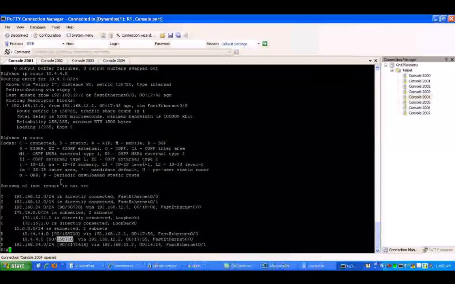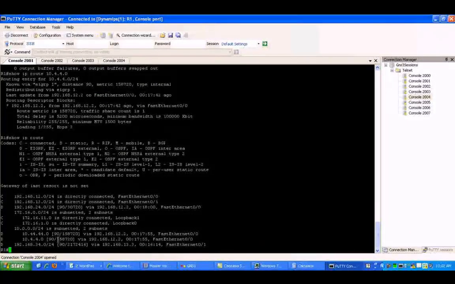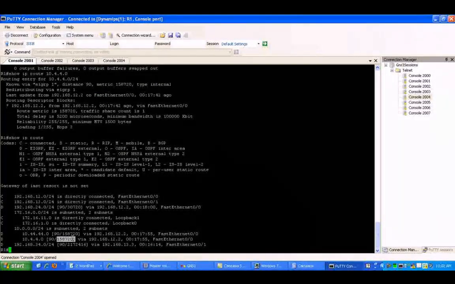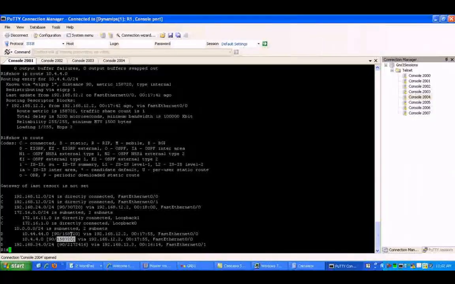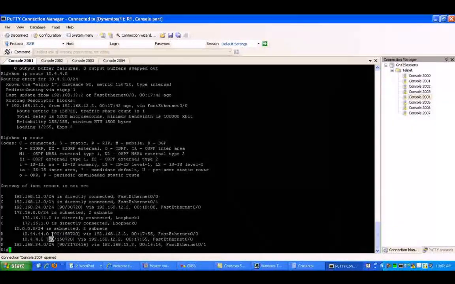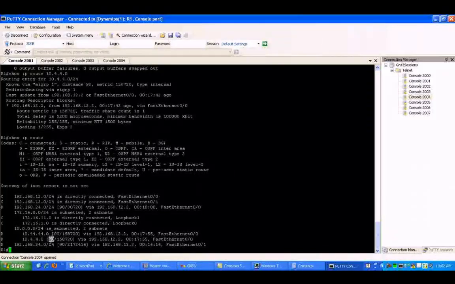So if we go back under the routing table, we see the feasible distance of 158,720 for the network in question. So that's how you calculate the feasible distance, our composite metric. Again, the first number is our administrative distance, which is internally EIGRP, so we know it's 90. And then this metric is the composite metric, or the feasible distance.